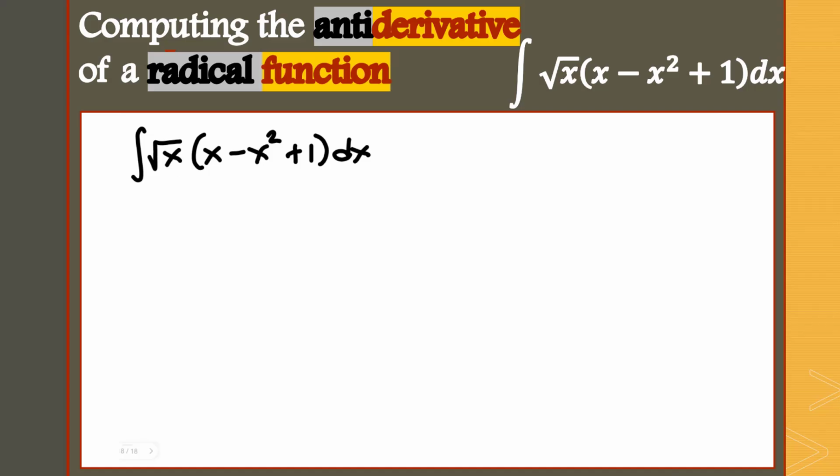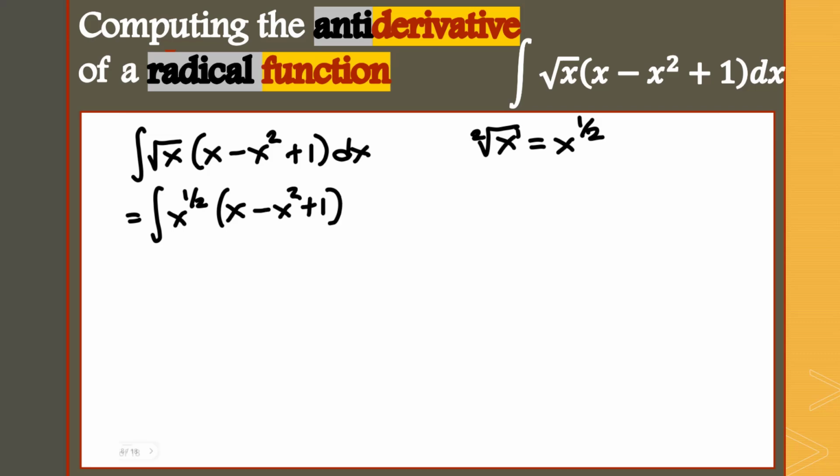So take note that square root of x can be written as x to the power of 1, that's the exponent of your radicand, over 2, which is your index. So before we multiply that, this can be written as x to the power of 1/2 times x minus x squared plus 1 dx. Why did I do that?